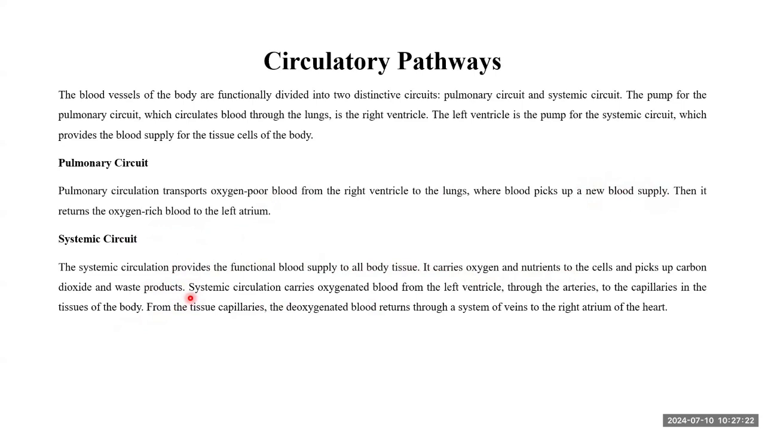So both of these pathways are happening simultaneously and have to synchronize with each other. If any of the circuits fails, definitely our whole circulation is going to collapse. Systemic circulation carries oxygenated blood from the left ventricle through the arteries to the capillaries in the tissues of the body. From the tissue capillaries, the blood returns through a system of veins to the right atrium of the heart.